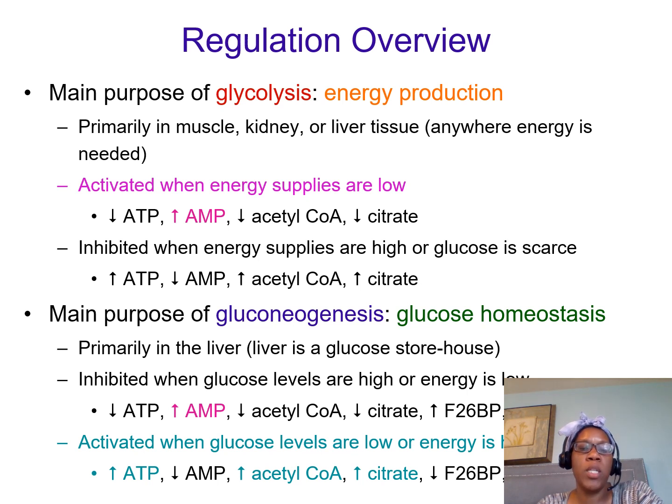Otherwise, when we need gluconeogenesis to maintain our glucose homeostasis, we don't need too much glucose in our bloodstream. Maybe we need to turn that into glycogen. Then it's regulated by the things that are, or inhibited by the things that are, activated by glycolysis. So make sure you're familiar with this slide and can answer questions related to it.